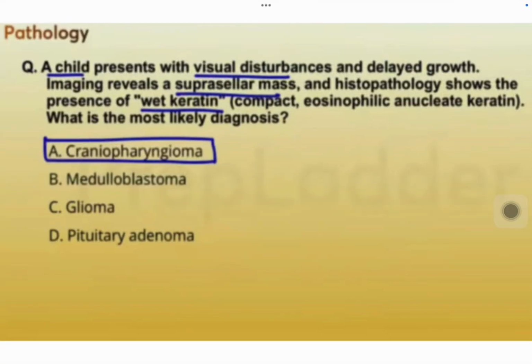A child presents with visual disturbances and delayed growth. Imaging reveals a suprasellar mass, and histopath shows the presence of wet keratin, compact eosinophilic anucleate keratin. What is the most likely diagnosis? Because the word mentioned wet keratin, it has to be craniopharyngioma.